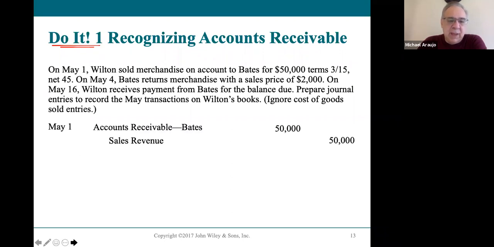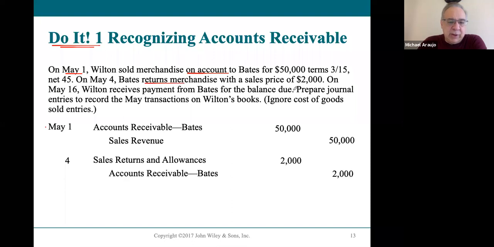And so this do it exercise about recognizing receivables should all be very, very familiar for you from chapter 5. Here we have on May the 1st, Wilton sold merchandise on account to Bates for 50 grand. The terms are a little bit funky, 3/15, net 45. Okay. So here we're recording the sale with the accounts receivable. Obviously, a few days later, they returned merchandise for 2,000. Sales returns and allowances gets debited. Receivables get credited. So now we only have 48,000 of receivables that are owed.